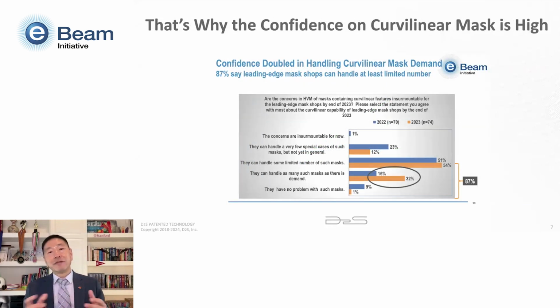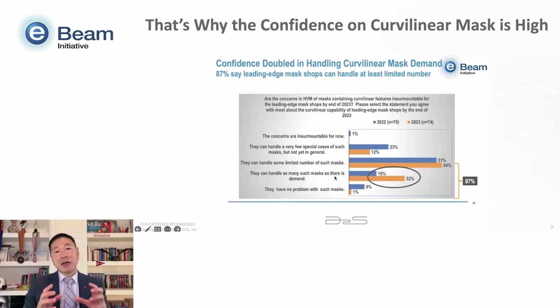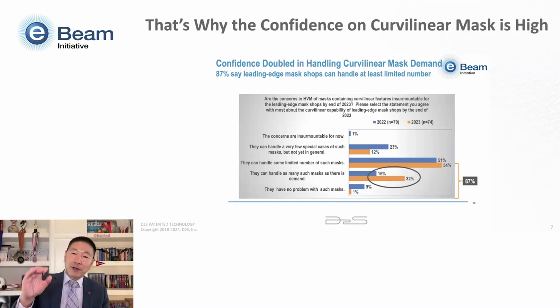That's why the confidence in curvilinear masks in the photomask industry is now very high. You can look at this survey by the eBeam Initiative. This is a luminary survey, so it means the luminaries in the industry looked at those questions and answered them. We look at the results for both last year, 2023, and also 2022. You can see people picked those three answers, meaning either they can handle a limited number of curvilinear masks, or they can handle as many as they come, or they have no problem at all with curvilinear masks. You add those together, and the percentage is 87%. So it's extremely high. That means the whole industry is very confident in curvilinear masks.